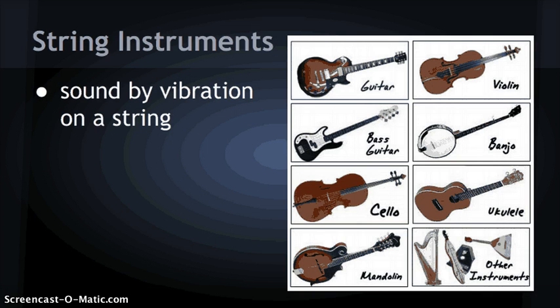Today we're going to talk about two types of instruments. The first type is string instruments. On string instruments, sound is created by vibration on a string. Some string instruments include guitar, violin, and ukulele.